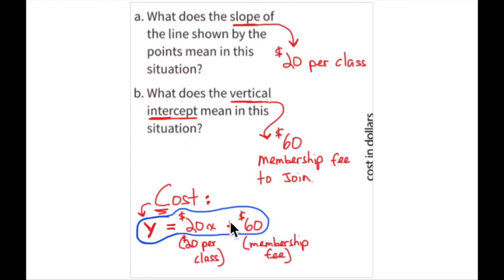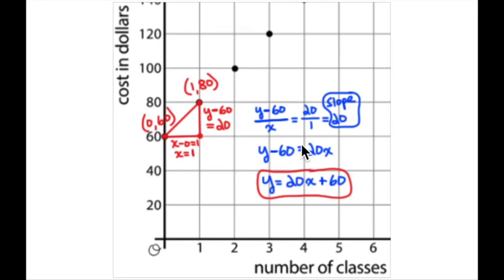So if you have a total cost and you want to know what that cost is for just the classes, you subtract the $60. That's going to be y minus 60, the cost for just the classes. Then if you divide by the number of classes, that will tell you the cost for each class, which is that $20. Working backwards a little bit. So if you divide by the number of classes after you subtracted the membership fee, that's going to tell you the cost that you paid for each class, $20 per class.